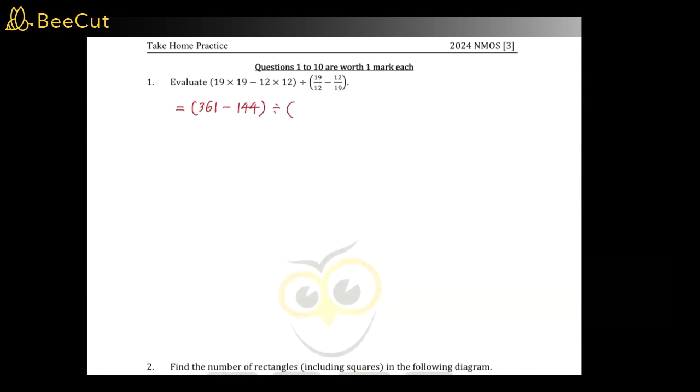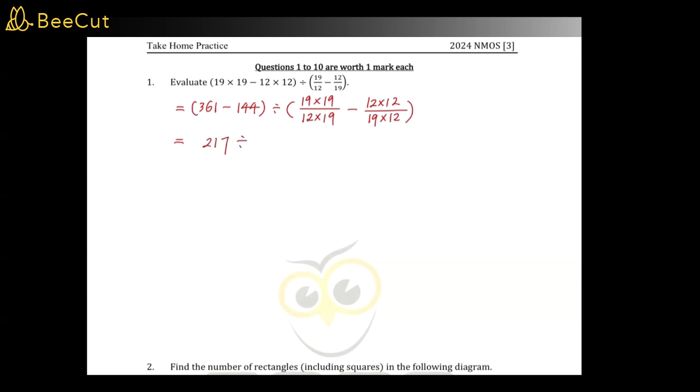So divide by the difference between the two fractions. Let's get a common denominator. So both fractions, the LCM for the denominator is 12 times 19. So first fraction, everything times 19. Second fraction is everything times 12. Let's simplify it. There's 217.